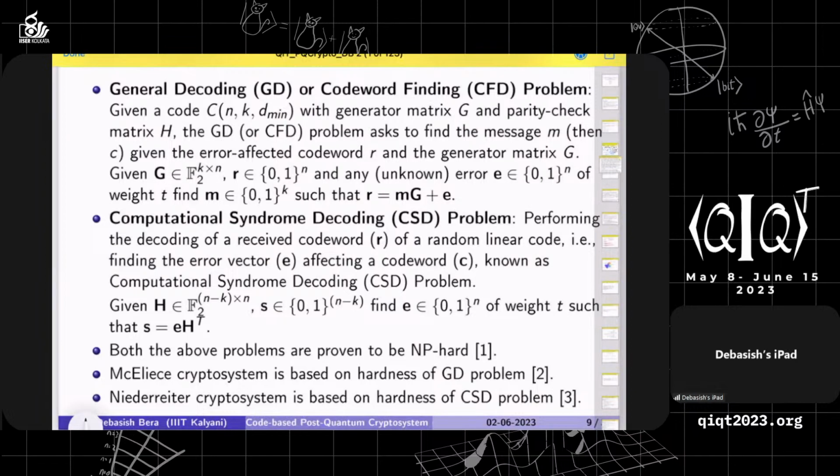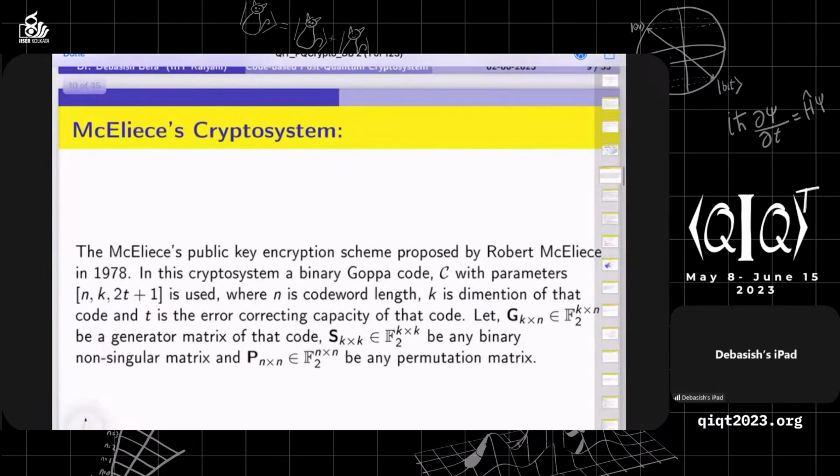These two problems were already proven NP-hard in the 70s by McEliece and other researchers. From there, in 1978, McEliece exploited these two hard problems as components of encryption and decryption in a PKC system. Later, in the 80s, Niederreiter proposed another system which exploits the syndrome decoding problem, while the general decoding or codeword finding problem is exploited as a PKC system in the McEliece system. Now I'll briefly describe these two things.